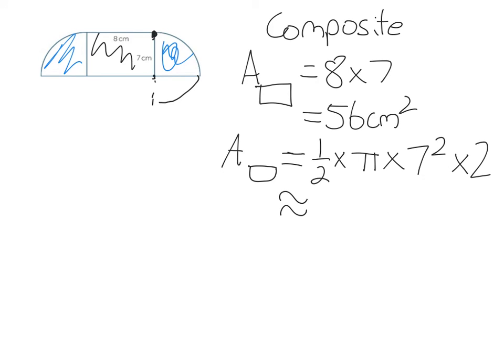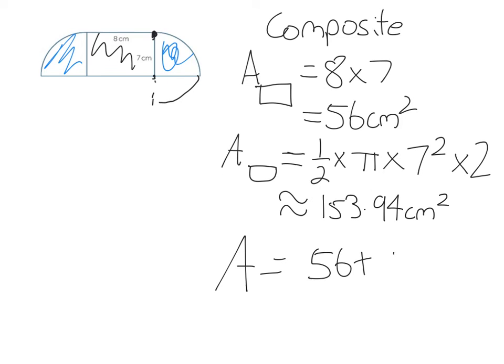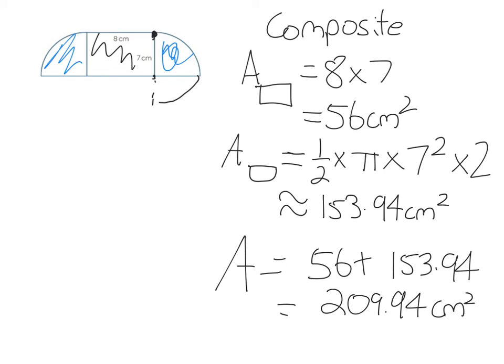So I just put this on my calculator, and I get, again, to 2 decimal places, 153.94 centimeters squared. So that's both the circles put together. So the total area is the area of the rectangle added to the area of both the circles, which just equals to 2 decimal places, 209.94, and we're still in centimeters squared. Okay, so the area of any composite shape is just the same. Divide it into shapes that you do know, and then add all those areas up.